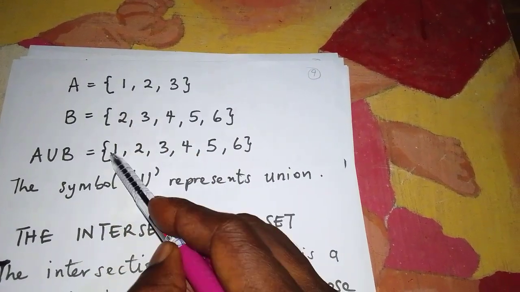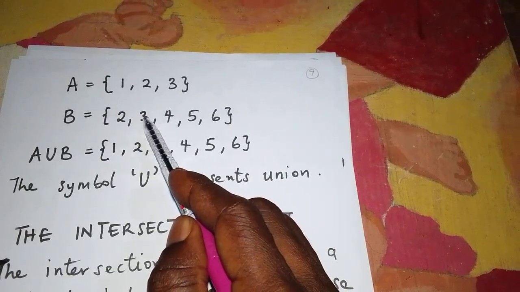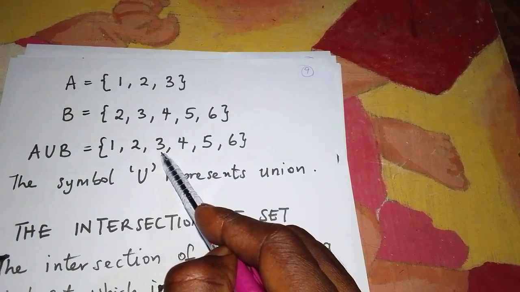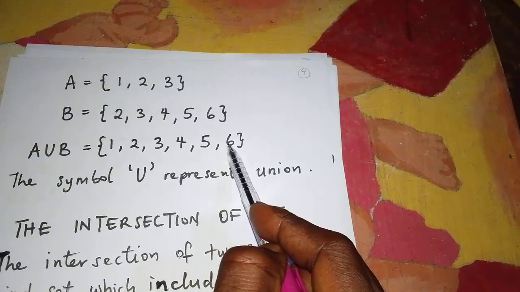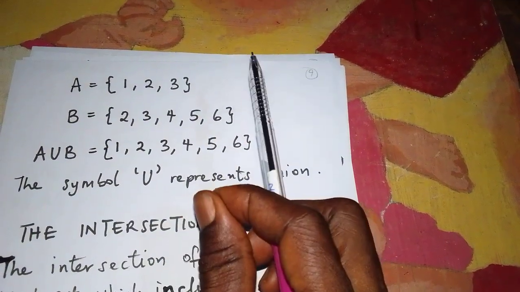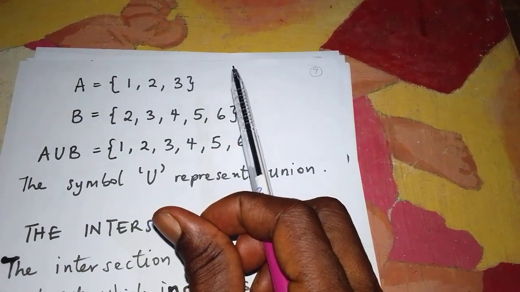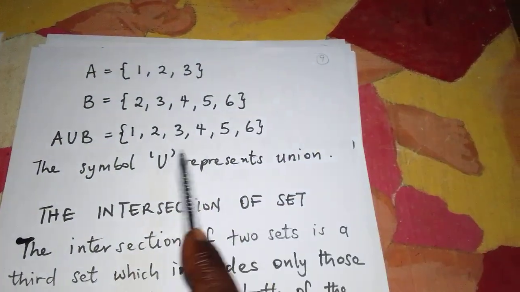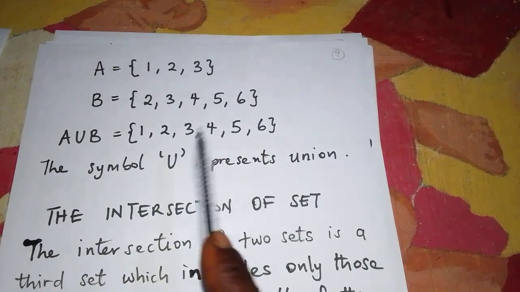So you have 1, 2, 3. 2 is already here, you don't need to repeat it. 3 is already here, you don't need to repeat. Then you have 4, 5, 6. So union is a combination of two or more sets. When you combine the sets together, you use this symbol to represent the union of sets.